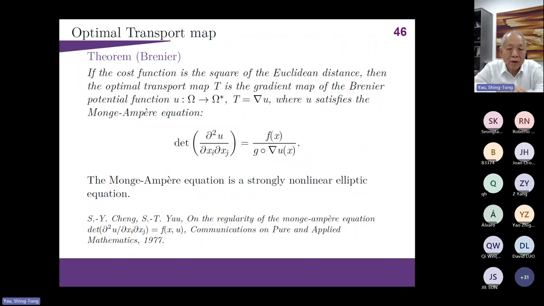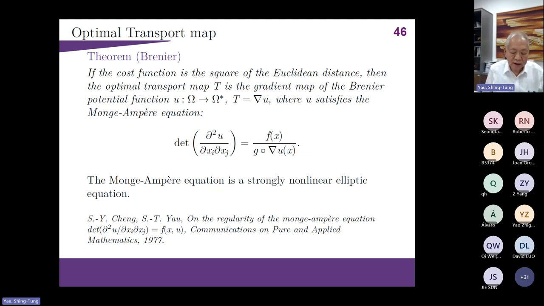It says the optimal transport map T is actually a gradient map of a potential function, which we call a Brenier potential function. T is the gradient of u, where u will satisfy a nice Monge-Ampère equation, determining the Hessian of the scalar function, potential u, is equal to f(x), which is coming from the cost function, equal to g composite gradient u. This is an interesting fully nonlinear elliptic equation.